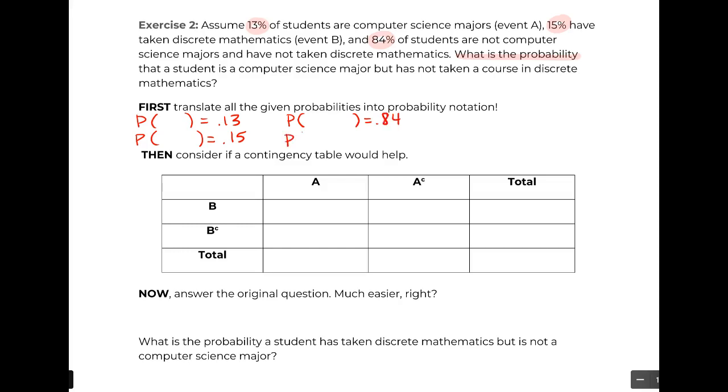And I would like you to pause the video, go through, and try to figure out what exactly you've been given, and what you're looking for.